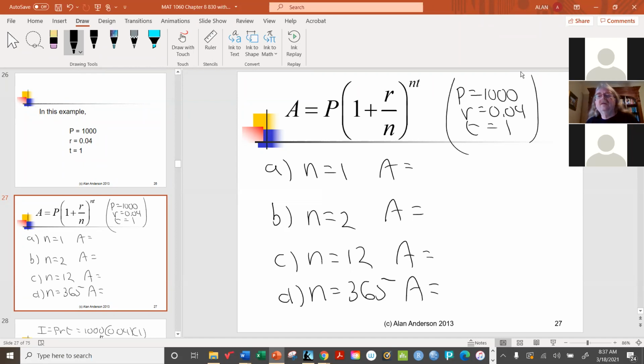Once we get to the point where we're very comfortable with the formula, we can go on to something a little different. All right, so right now, take out your calculator and try part A. What is the future value when N equals 1, given this information up here? I'll give you a minute, and then let's see how you did.